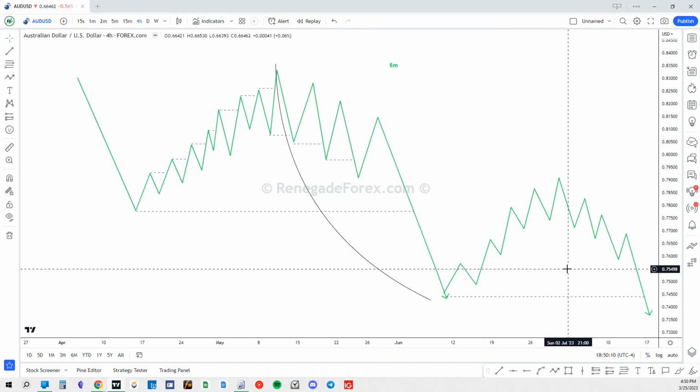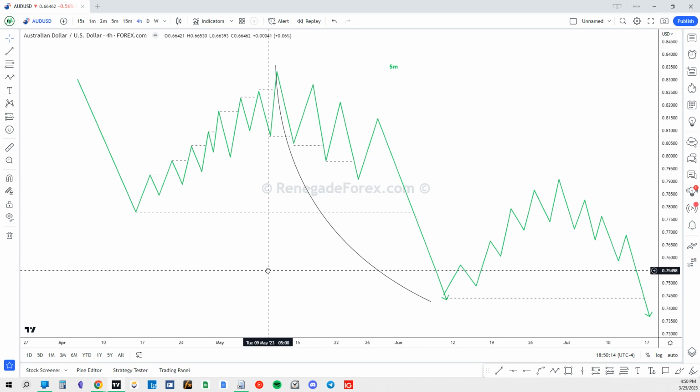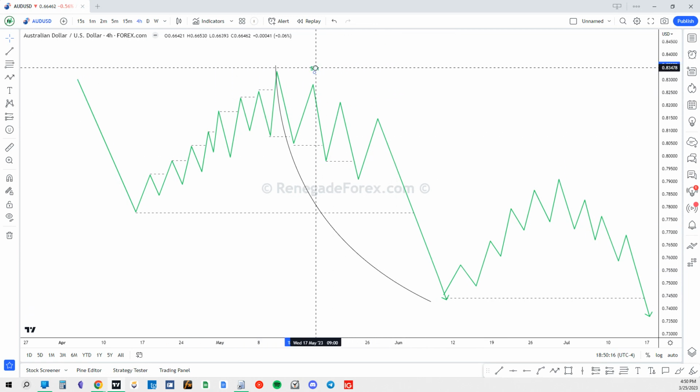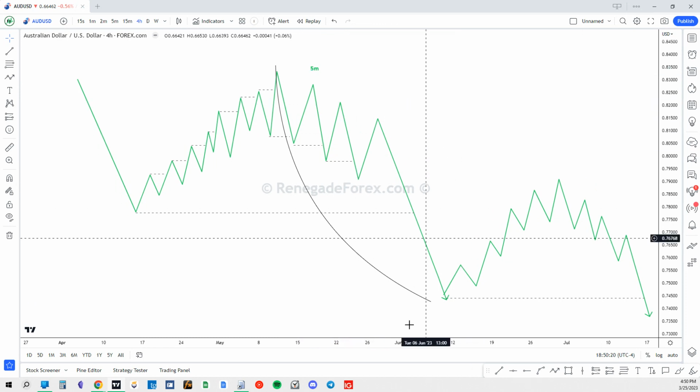So this is an introduction to swing structure, and we're probably going to do one or two more lessons after this one just to understand how all this works before moving to multi-time frame analysis.